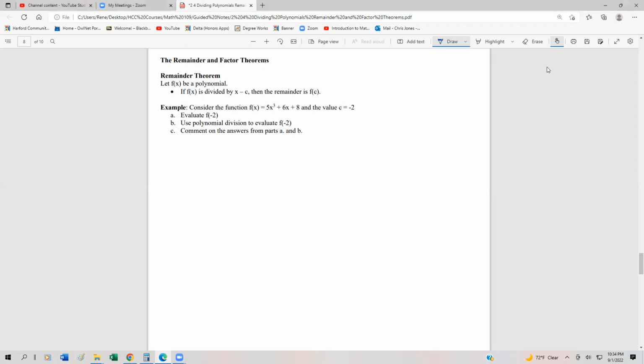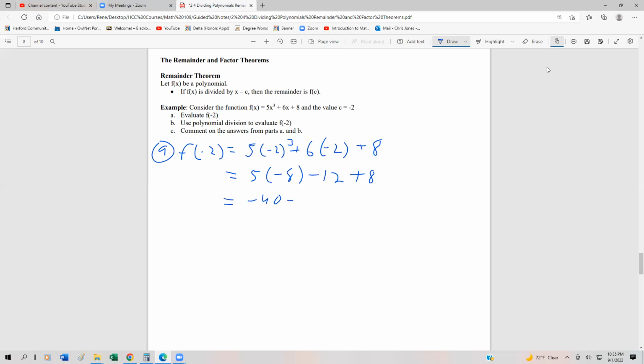So just to verify that this works, we're going to evaluate f at -2. We're going to use polynomial division to evaluate f at -2, and then we're going to comment on the difference. All right, so letter A, really easy. This is way back from the beginning of the course. This is f at -2, and that's going to be 5 times -2 cubed plus 6 times -2 plus 8. Now, if we compute this and simplify, that's going to be 5 times -8 minus 12 plus 8, or -40 minus 12 plus 8. And if we go through and compute that, that should be -44.